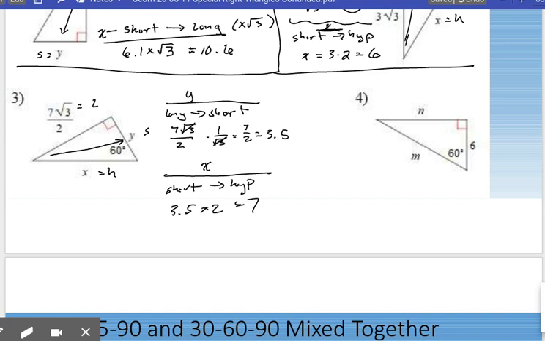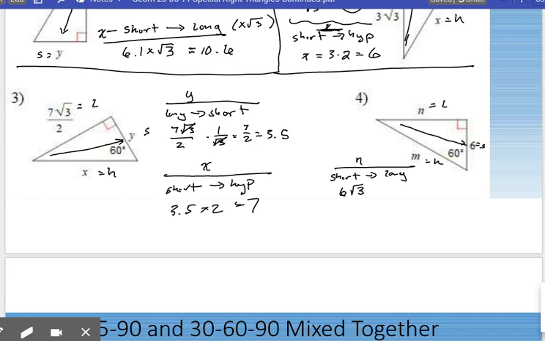The last one, there's the short side. So we have the short side. We need to get the long. We need to get the hypotenuse. So let's go ahead and get the long side first. So let's get n. This is going to be short to long. And we're multiplying by the square root of 3. So it's just going to be 6 times the square root of 3.